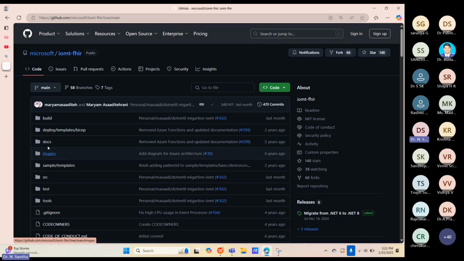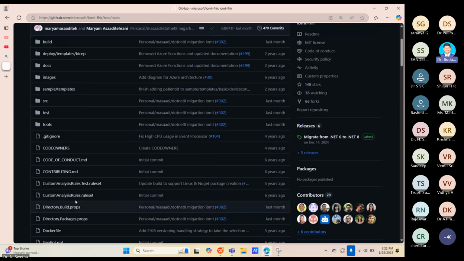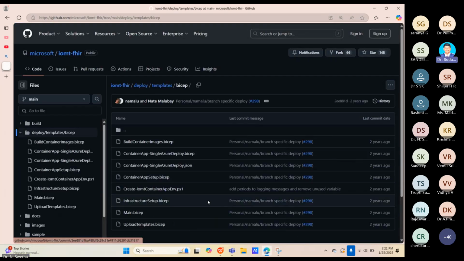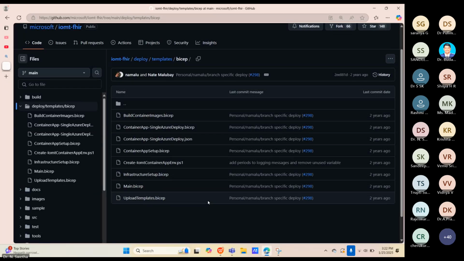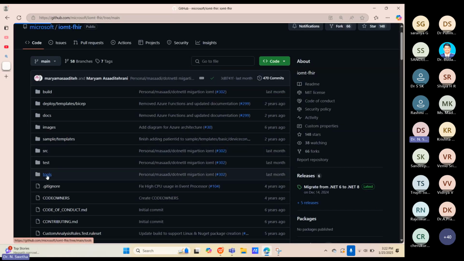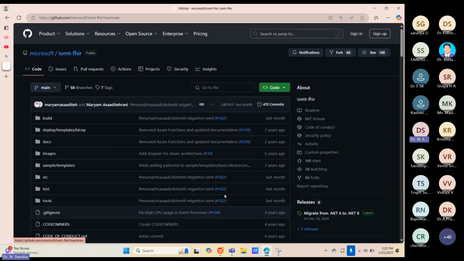Let me show you something in the tree. Deploy templates. Container app single as you deploy.json. Yeah, so these are a few of the templates they have created. You can hover around all of these and you'll understand if you want to use them. So this is one example.